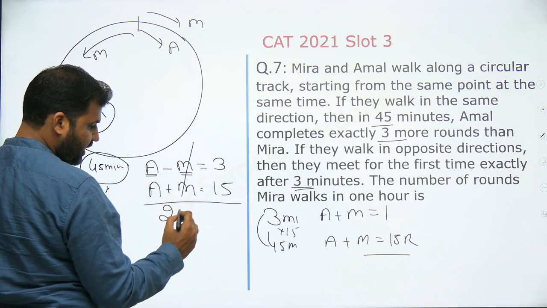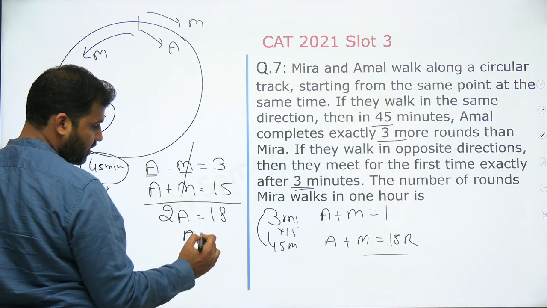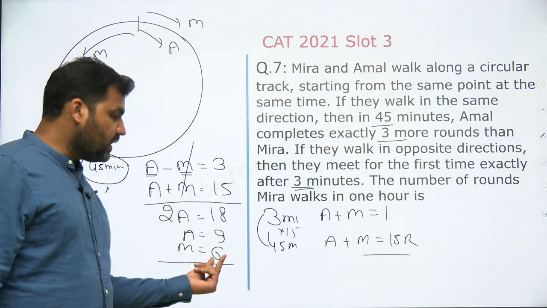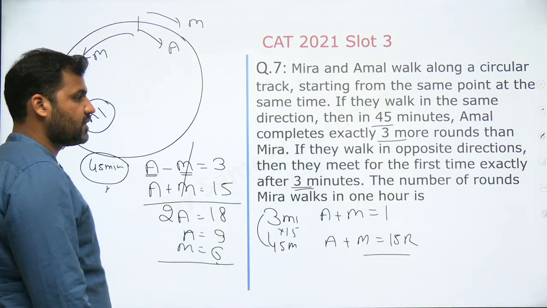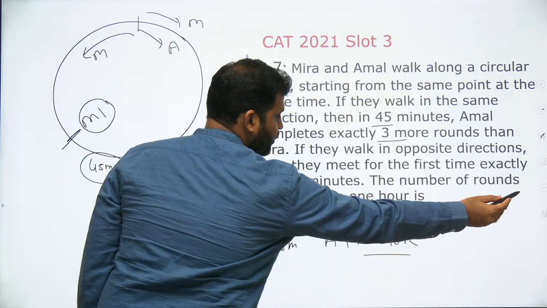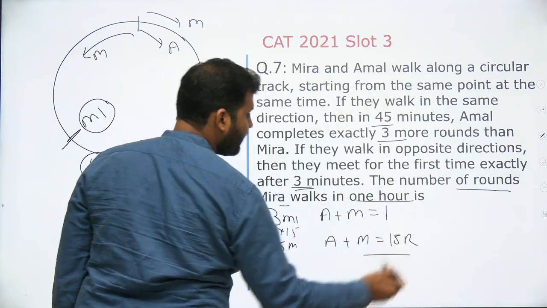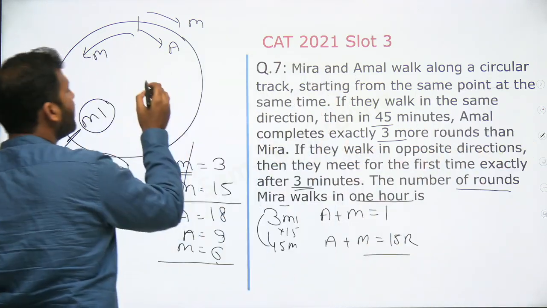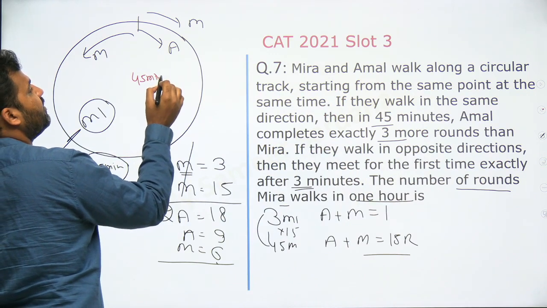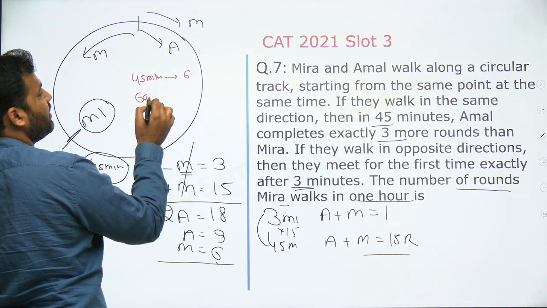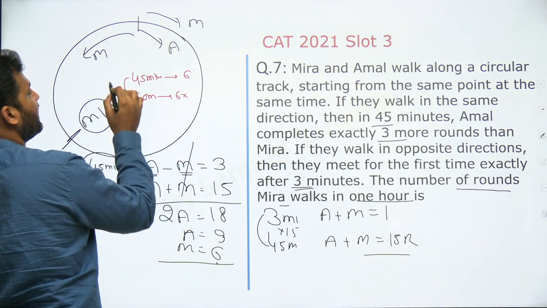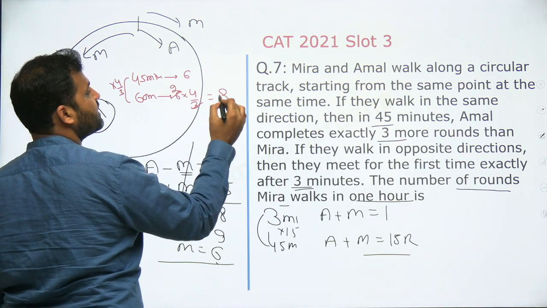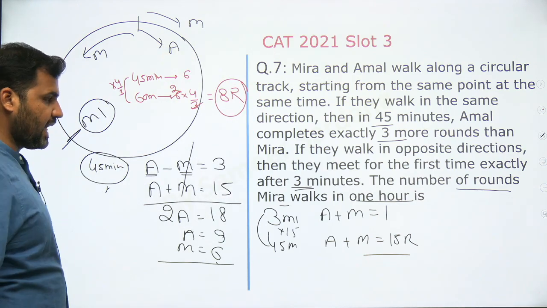That's it. You get your answer now. 2 times Amal is equal to 18. Amal is equal to 9. So Meera would be equal to 9 minus 3, that is 6. So Meera is doing 6 rounds in 45 minutes. That's the information we have got. You're supposed to find out the number of rounds Meera walks in 1 hour. So in 45 minutes, Meera is doing 6 rounds. In 60 minutes, Meera would be doing 6 into 4 by 3, that is, total 8 rounds. That's the correct answer to the question. 8 would be the correct answer, right?